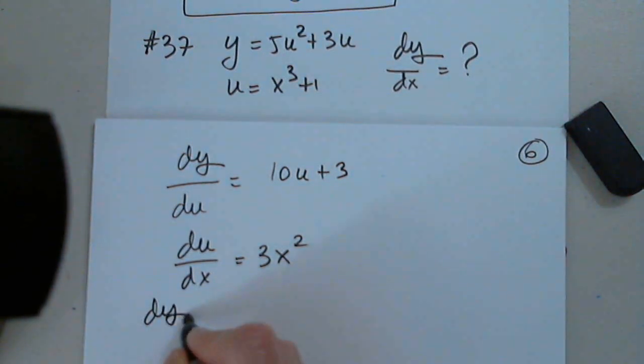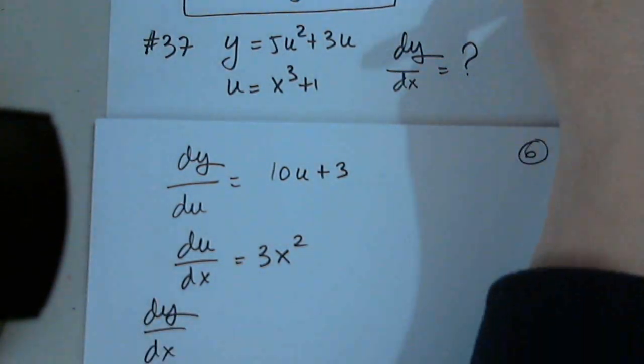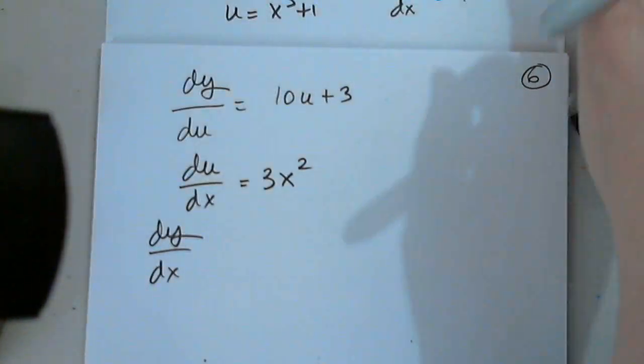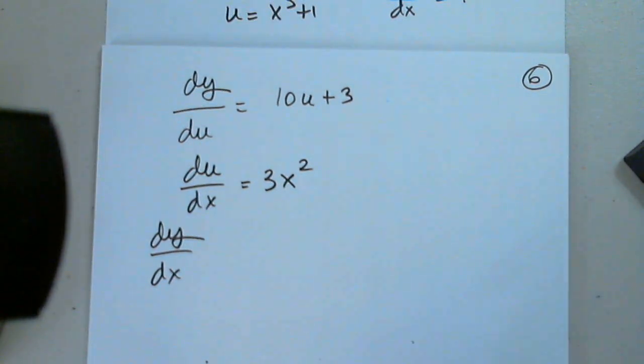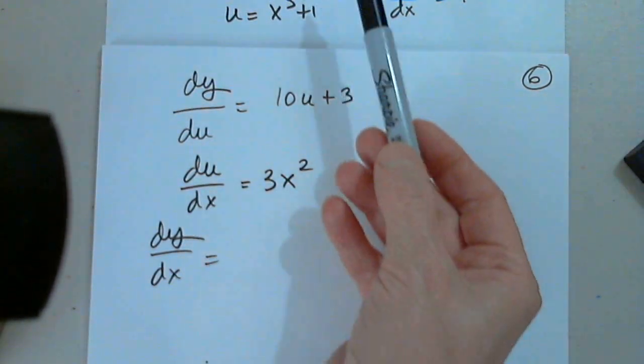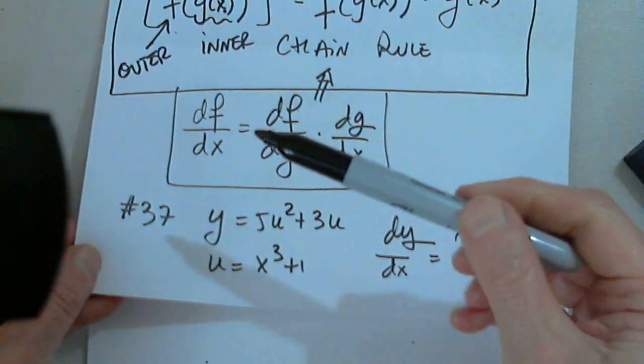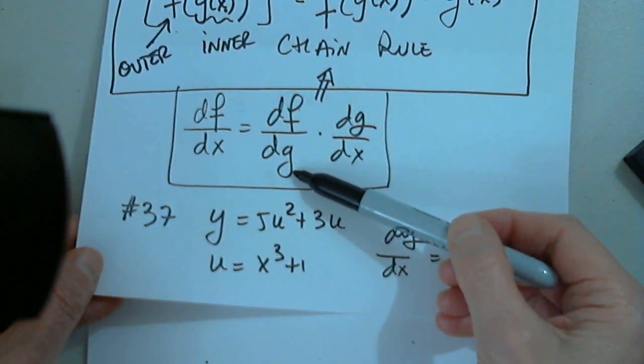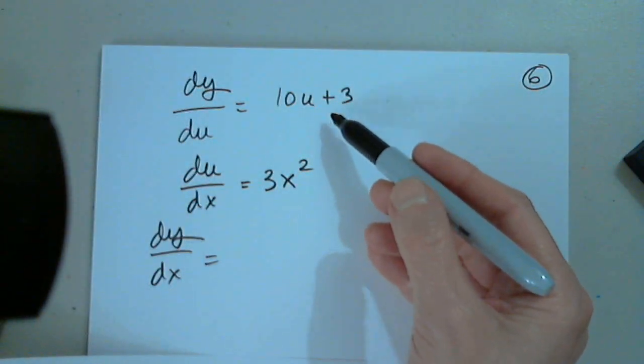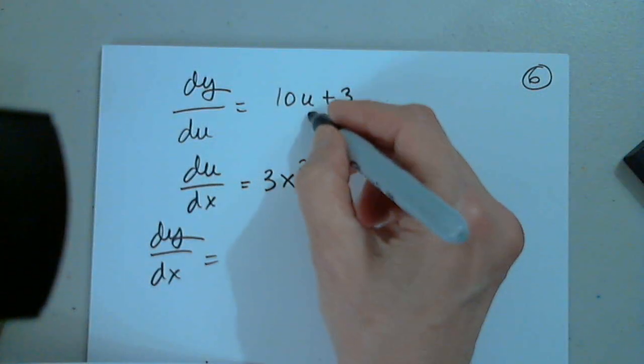So we want dy over dx, but we cannot have two variables. So the first piece is dy with respect to u. It's this one. But this time I have to replace u by x cubed plus 1.